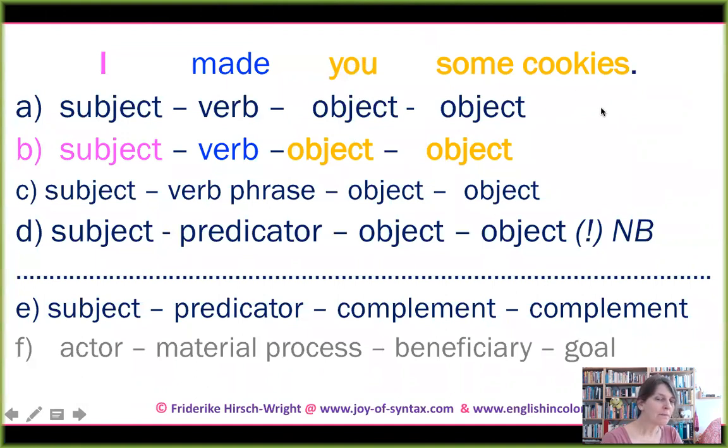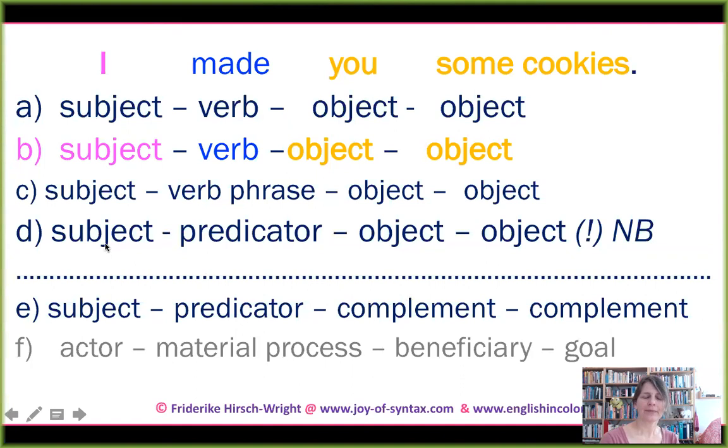I wouldn't go there. I'm always happy when my students recognize that we have two objects. And why are they objects? They are the receiver of the action of the verb, and either one could be the subject of a passive voice sentence. Some cookies were made, and you were given cookies. So we have the object test.